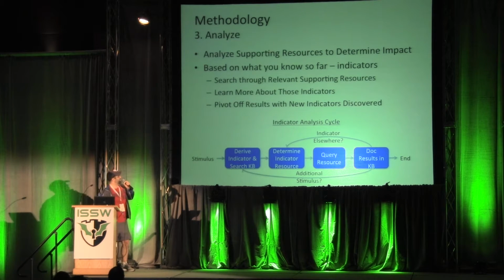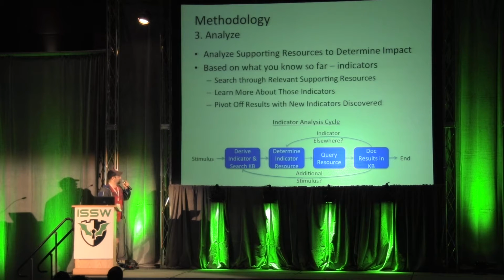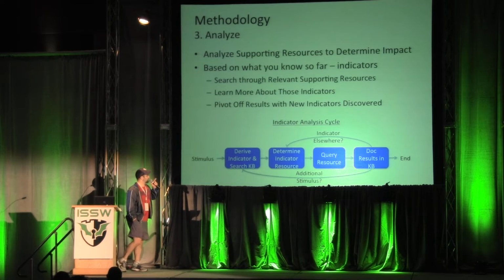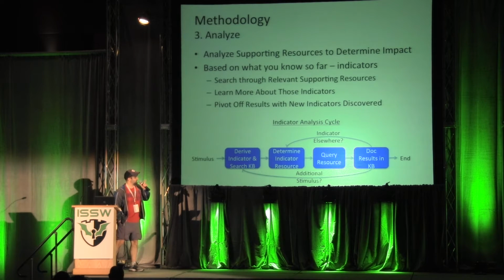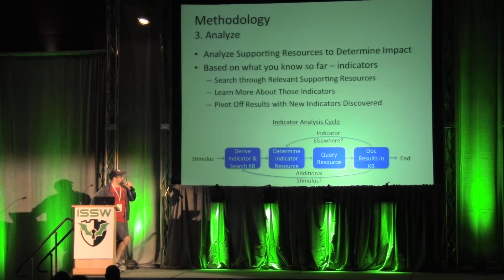This is the basic process, kind of like one of those OODA loop things. You have a stimulus, which is usually your alert. From that, you derive an indicator and search your knowledge base: have we seen anything like this before? Then you determine the indicator resource, where can I look in my supporting resources to learn more about it, and then you query it, like when doing the pivoting.